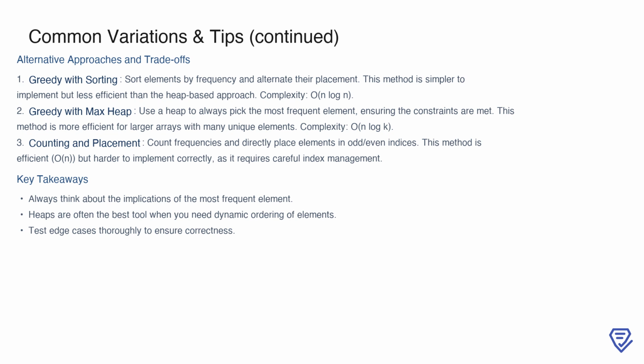The key takeaways here are to always consider the implications of the most frequent element, utilize heaps when dynamic ordering is needed, and thoroughly test against edge cases to ensure correctness. Each approach has its strengths, so understanding the trade-offs is essential for selecting the best solution for the given constraints.